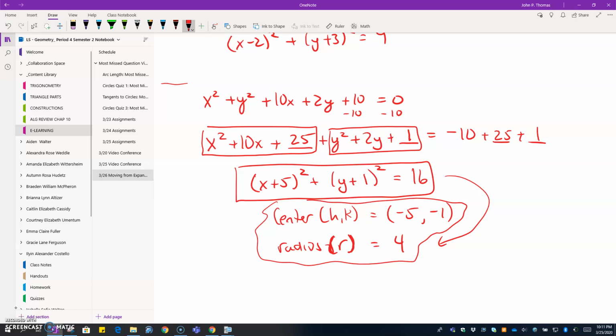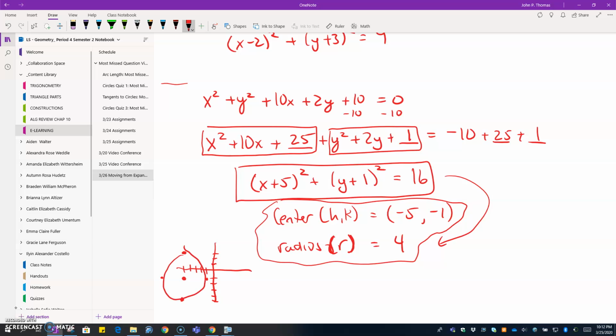And at this point, the question can ask you to write the standard form, give the features, or to graph. And if it asks you to graph on this one, all we would do is we would go over to negative 5, negative 1. We'd plot a center. Radius is 4, so I'd go up 4 units. I'd go down 4 units, and I'd go 4 units right and left, and I'd draw in my circle.